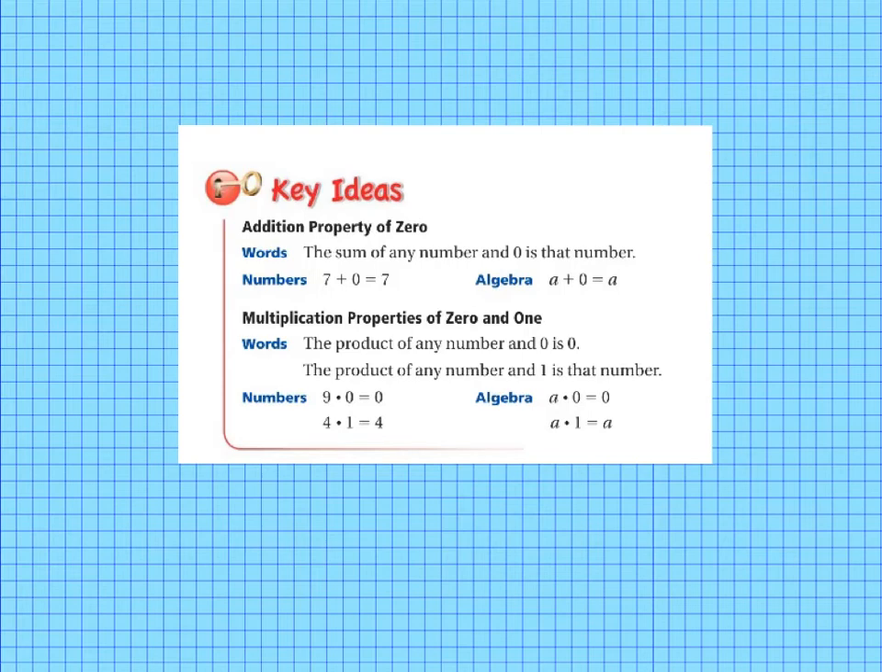The second one is actually two properties. It's the multiplication properties of 0 and 1. So we know that those two numbers are special when we multiply them. So the product of any number and 0 is 0, and the product of any number and 1 is that number. So 9 times 0 equals 0, and 4 times 1 equals 4. So any number times 0 equals 0, and any number times 1 equals itself, a. So a times 1 equals a. So you're going to go ahead and record these in your notebook so that you will have them.